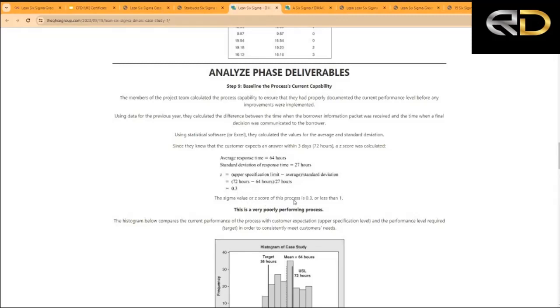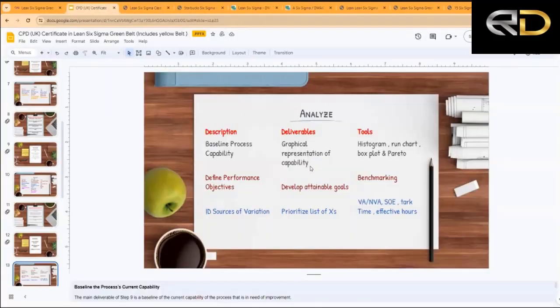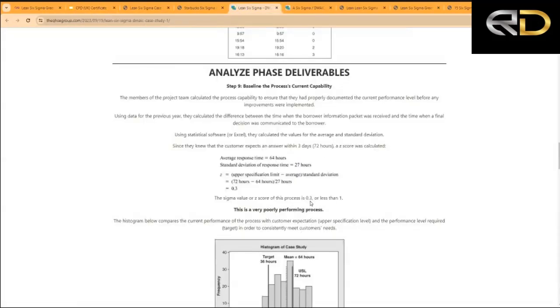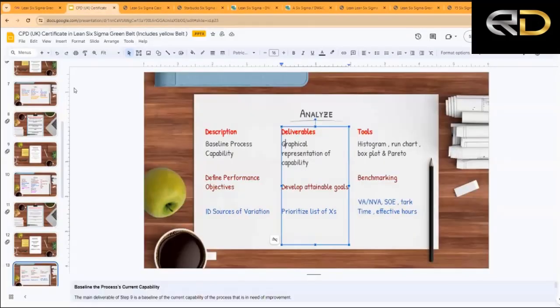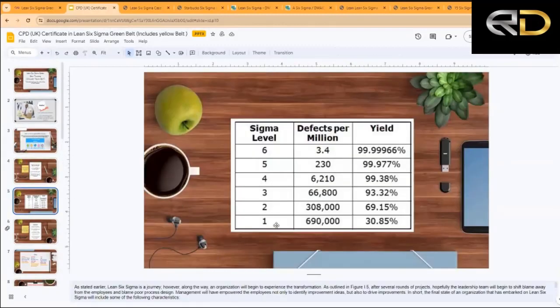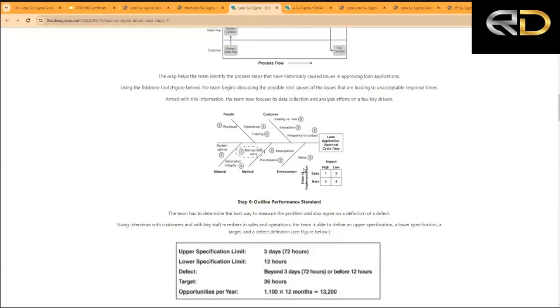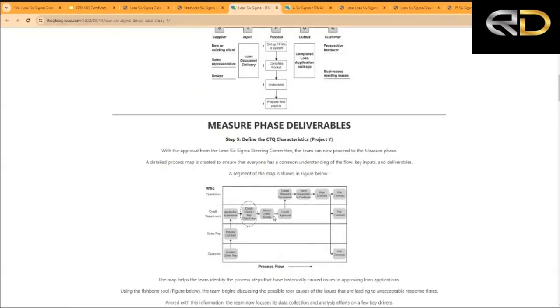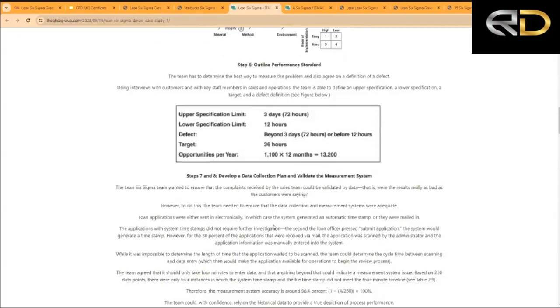So the sigma value, the Z-score of this process, is 0.3, which is less than 1. This is a poorly performing process. This is currently how good this process is. But we now need to present it graphically. What does that mean? It means that we are going to compare the 0.3 capability, okay? So we are now back here. You see, this is now 0.3. That means we have at least 900,000 defects per million opportunities. So for this process of issuing credit card and loans, for every million customers, 900,000 are not getting the response on time.